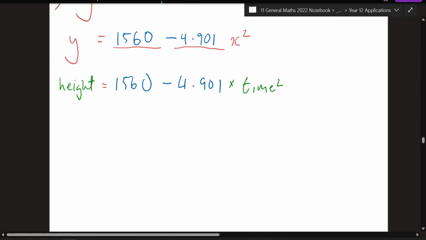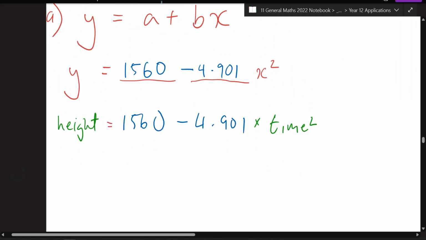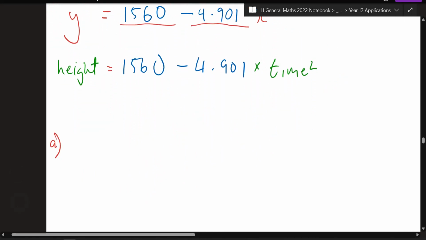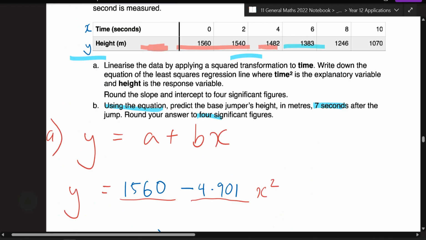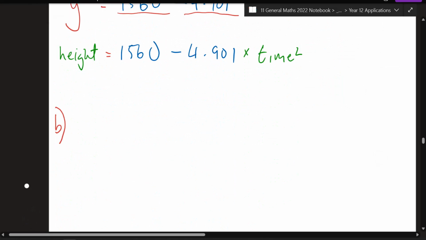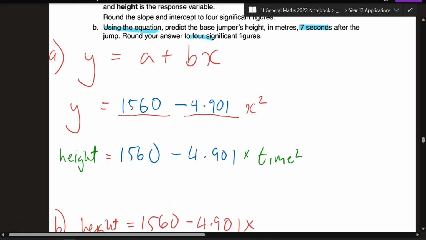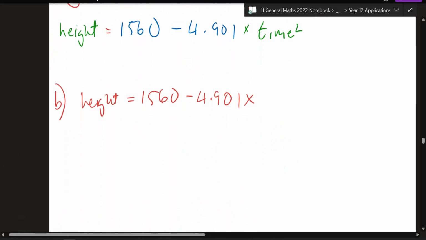Okay, so using our formula, we need to figure out what is the height of the base jumper after 7 seconds. Now, we can check this as well, that our answer should be, if it's 7 seconds, it should be somewhere between these values. Okay, so between 1383 and 1246. Okay, so our formula was height equals 1560 minus 4.901 times, okay, look at the question, 7 seconds. So 7 squared. Remember, we've squared that x variable.